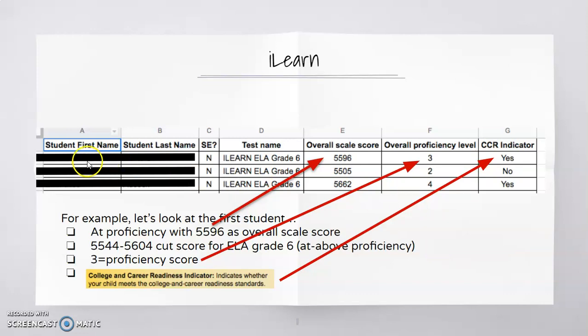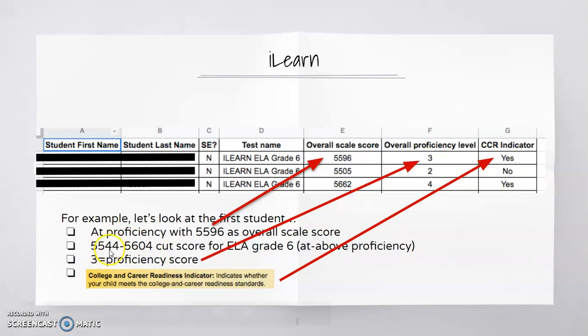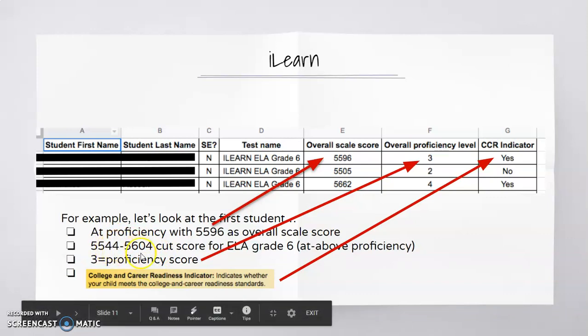We're going to look at the first blacked out student here on this first line. They are actually at proficiency. If we went back a couple slides and looked at their 4-digit score, it would fall in the at proficiency scale here. This is their scaled score, and if we go back to the chart, this is that cut score. This is the score that would be at proficiency, the lowest that they could score for at proficiency, and then this would be the highest for above proficiency.